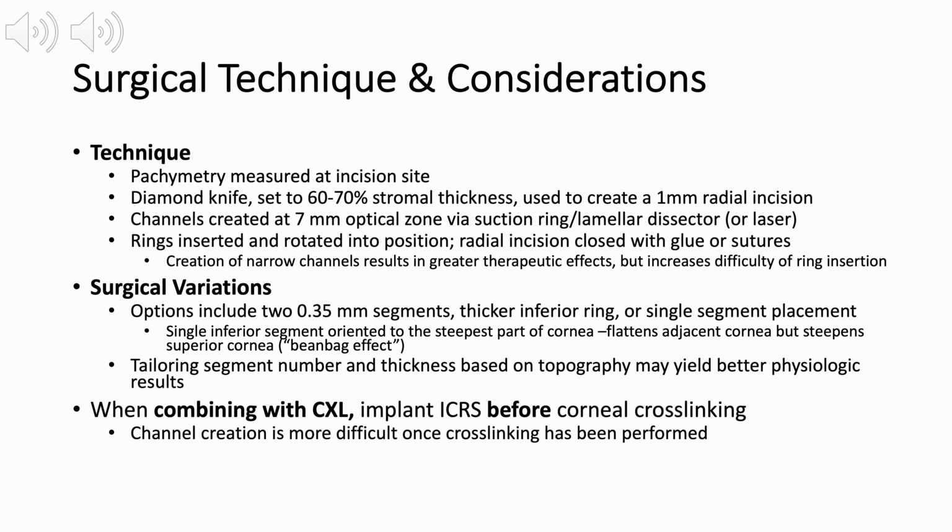There are surgical variations to consider. Options may include 2.35 mm segments, a thicker inferior ring, or the use of a single segment. A single inferior segment is sometimes oriented toward the steepest portion of the cornea, which flattens the adjacent cornea but may steepen the superior cornea, a phenomenon often described as the beanbag effect. Tailoring the number and thickness of segments to topographic findings can provide better physiologic outcomes. When intrastromal corneal ring segments are combined with corneal cross-linking, the rings should be implanted first. Channel creation becomes significantly more difficult once cross-linking has already been performed.